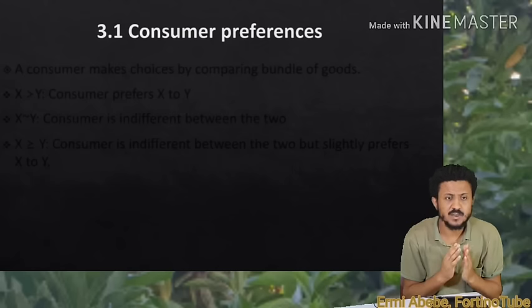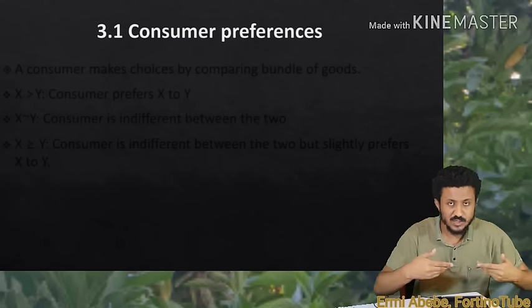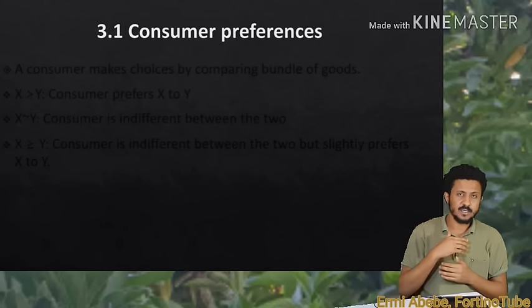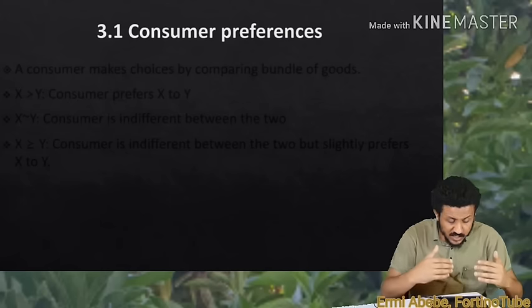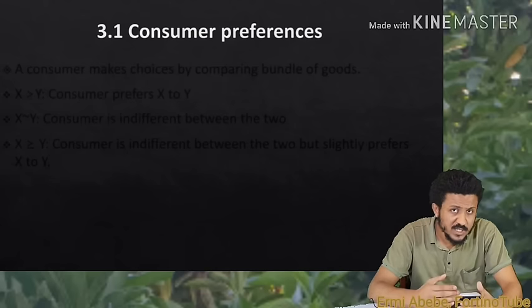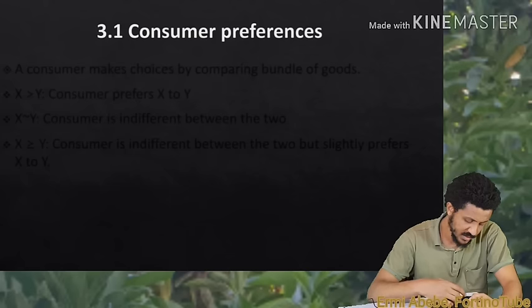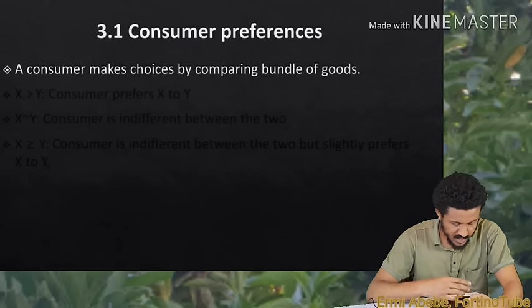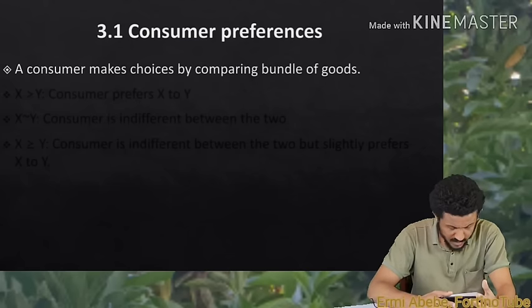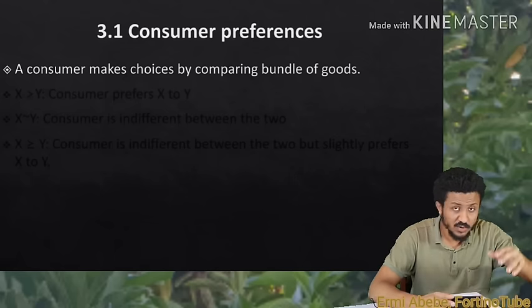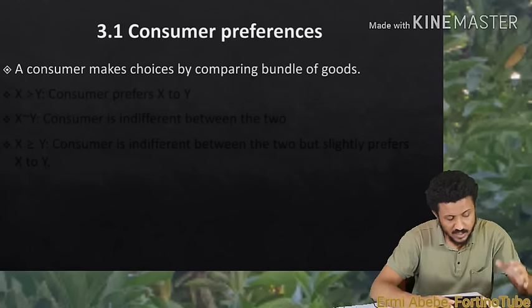Let's have a discussion on the symbols that we use to communicate preferences in economics, the consumer and preference. Let's say a consumer has a choice to make by comparing bundles of goods. Bundles of goods means, for example, baskets of goods, we can take it that way.